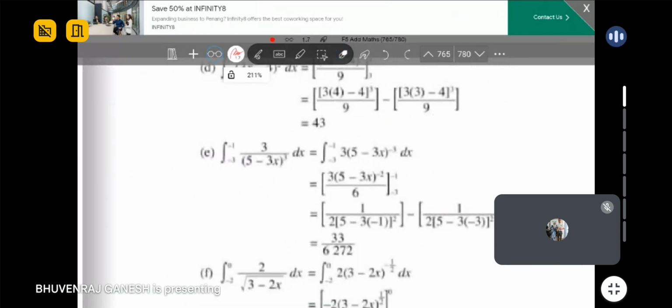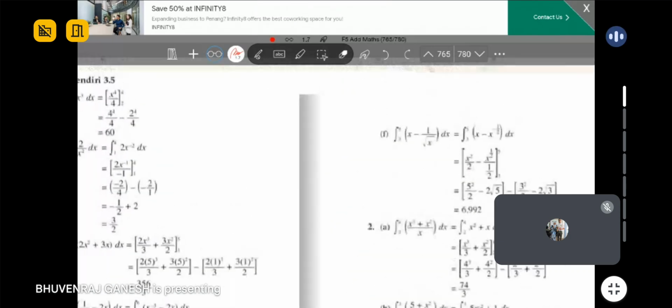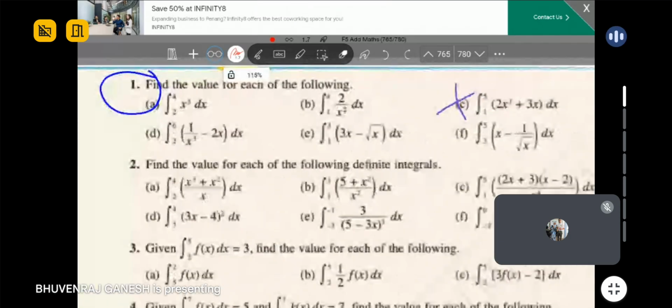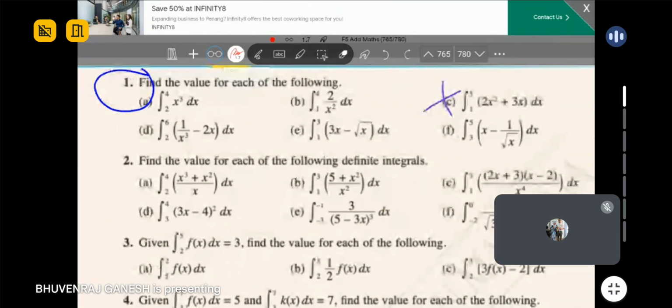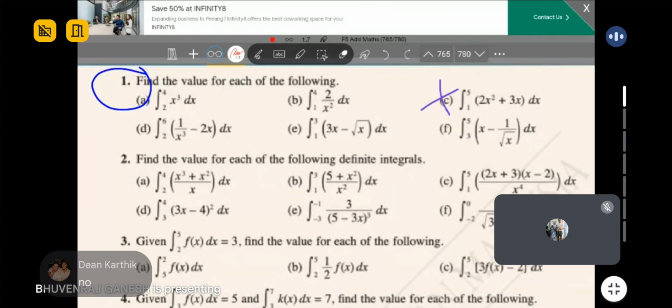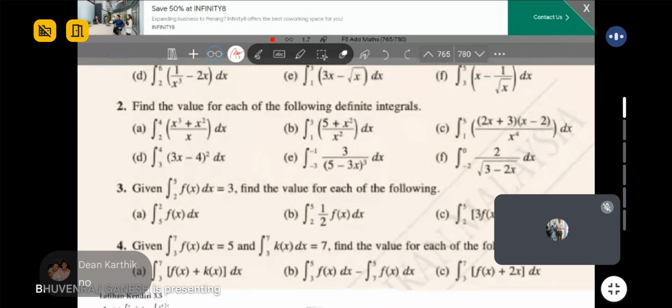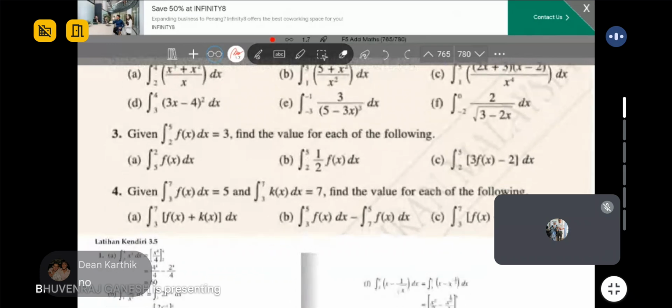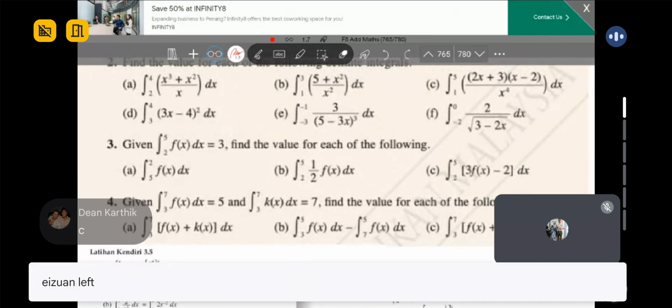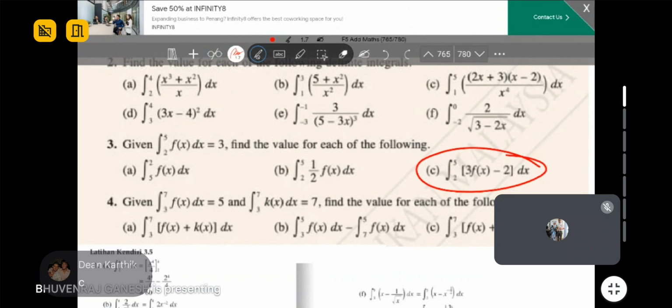Okay, so any other question? Soalan nombor 2 yang kamu rasa susah? Question number 2. Can comment if you feel anything hard. No more. Okay, question number 3. Soalan mana kamu rasa susah? C. Okay, so we discuss part C.